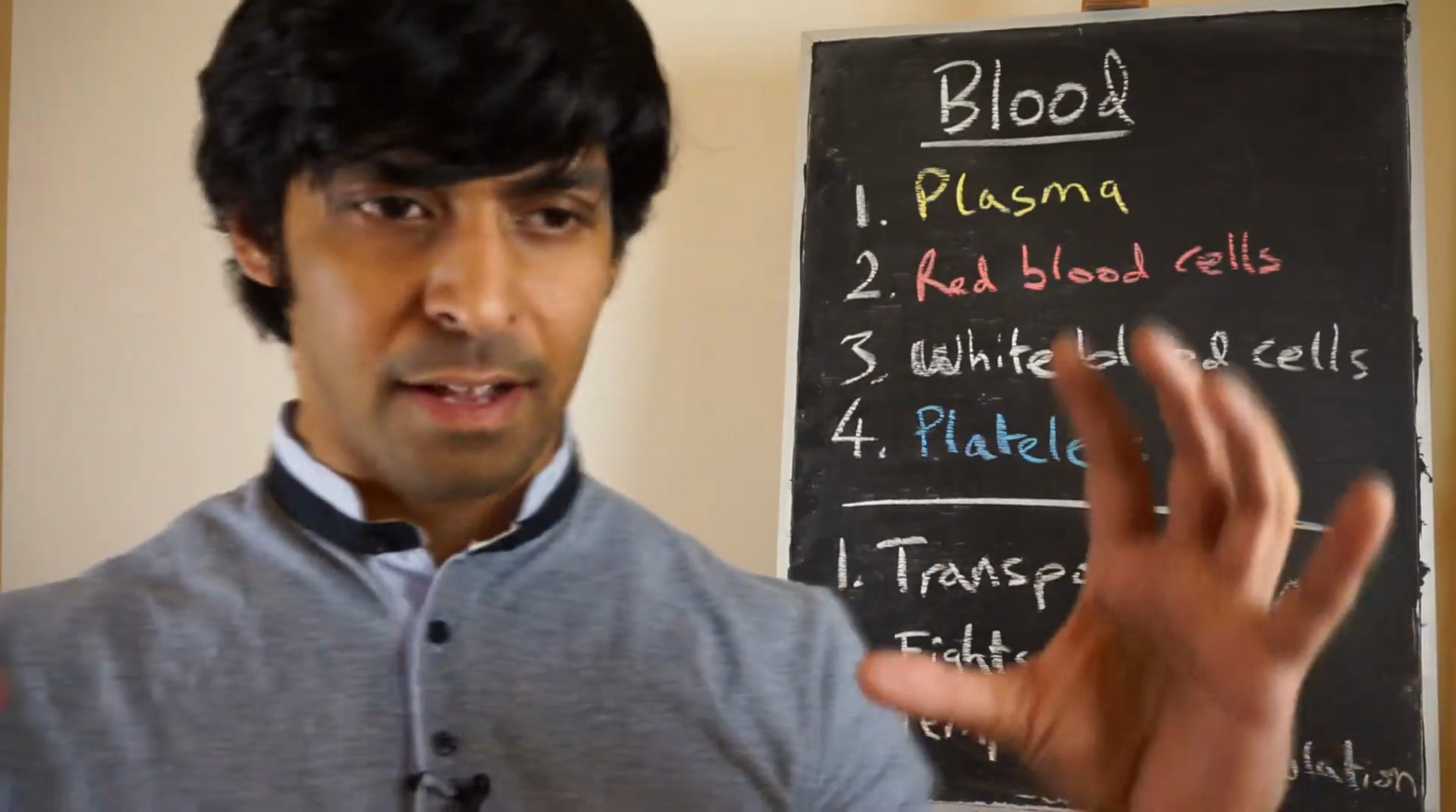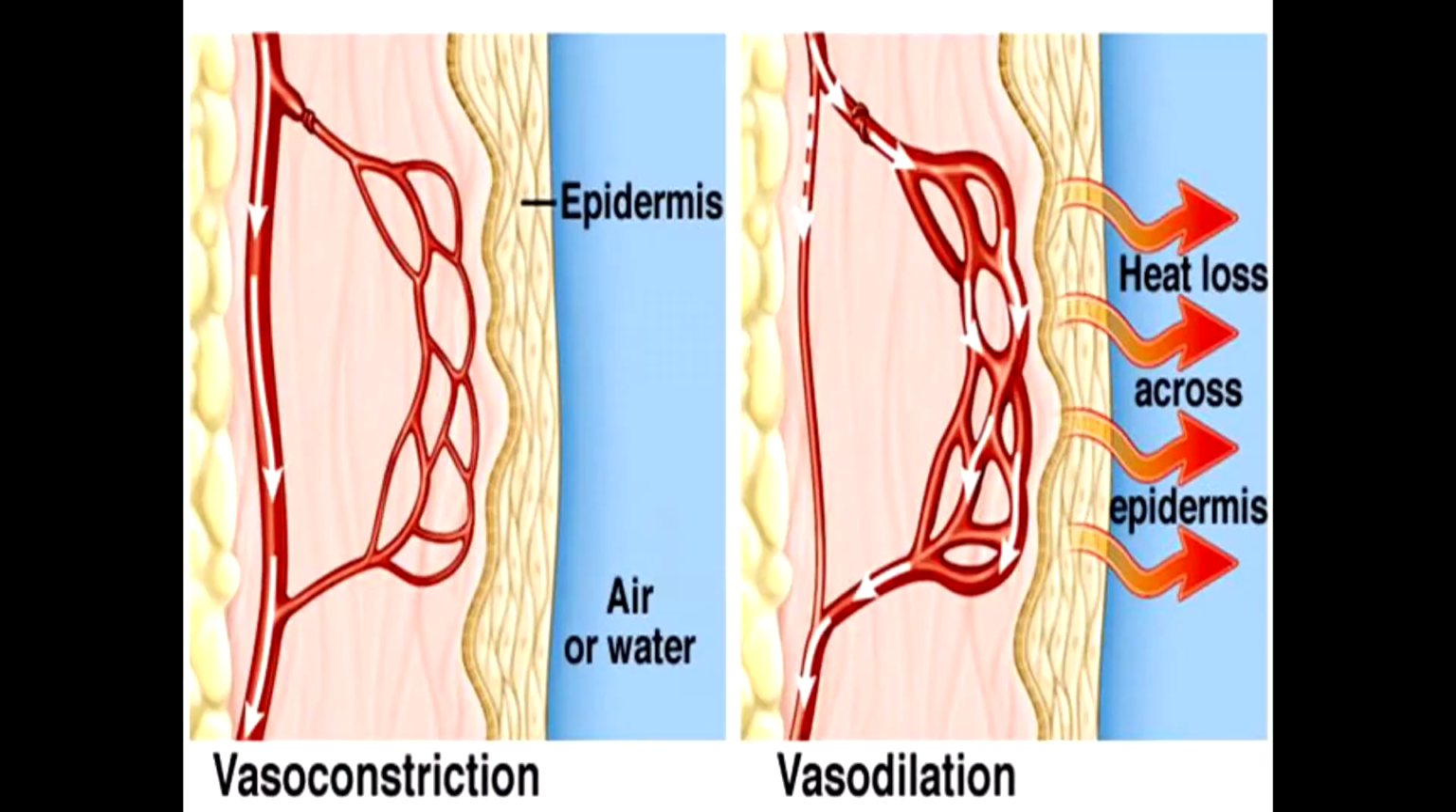And on a cold day, the opposite happens. The blood vessels near the surface of the skin constrict, meaning they get smaller, meaning that you get less heat escaping through the surface of the skin. So that's called vasodilation and vasoconstriction.